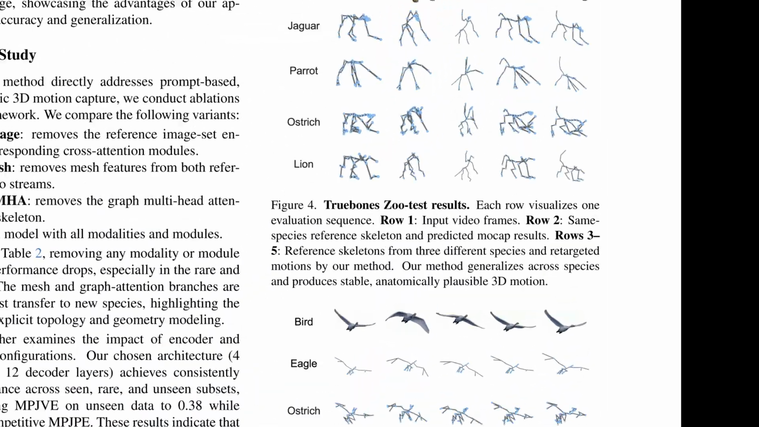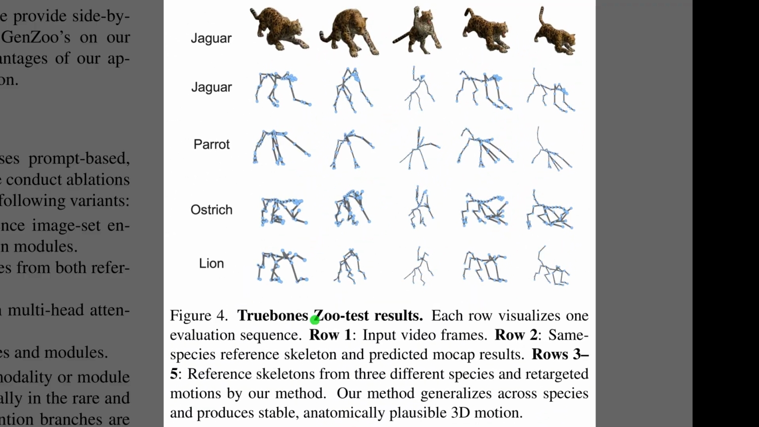Figure 4 shows that the system can reuse the same motion across very different animals, while keeping each skeleton plausible. The top row depicts the original Jaguar video frames, which define the source motion. Below, the second row visualizes the Jaguar's own skeleton driven by that motion. The remaining rows illustrate motion retargeting, meaning the same captured movement animates parrot, ostrich, and lion rigs, so gait and timing stay consistent, even though body shapes change a lot.